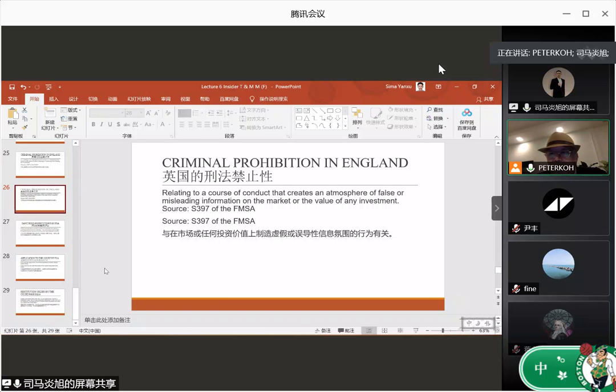Now, it relates to a course of conduct that creates an atmosphere of false or misleading information on the market or the value of any investment. The source is again from the Financial Services and Markets Act. So that is again the same definition. The purpose is to affect the price of investors' shares. That is the main aim, by creating false or misleading information on the market. Number 27, please.